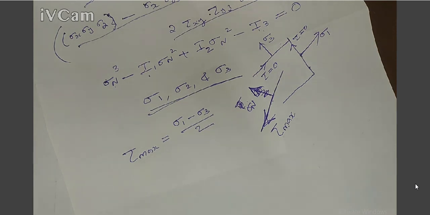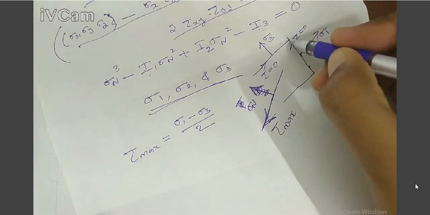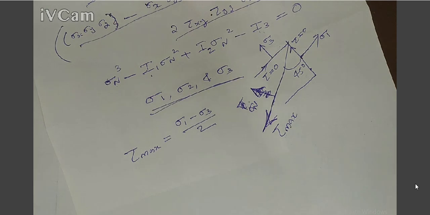And there is also a relationship between the plane of maximum shear stress and the principal plane. That plane is at an angle of 45 degrees with the principal plane. The plane of shear stress will be 45 degrees apart from the principal plane. So this angle will be 45 degrees. Both the principal planes are mutually perpendicular. And the angle between the principal plane and the plane of maximum or minimum shear stress will be 45 degrees. So that is the position of the two planes.